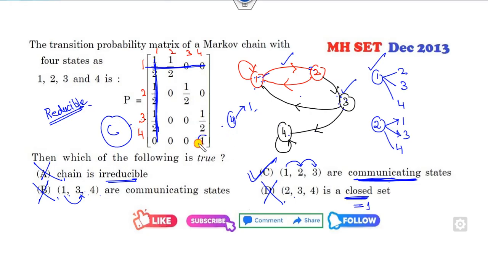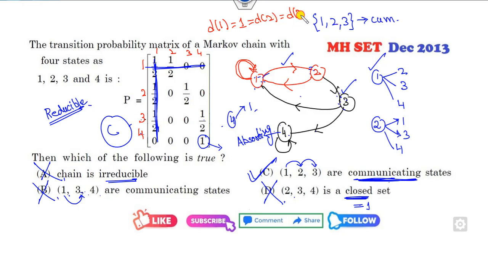You can see the diagonal entry is 1 corresponding to 4. So the 4th is my absorbing state. Fine. You can see this is a closed loop. 1, 2, 3 are my closed loop. Fine. So this is my communicating class. And we know this is a self loop. So the period of 1 is 1. So that means, this is additional information for you, the period of 2 is also 1.